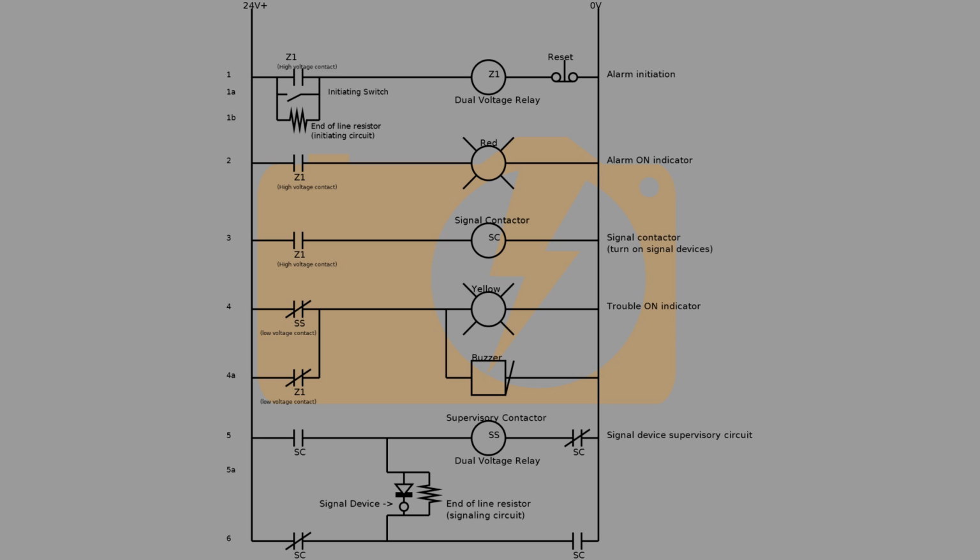Rungs 4 and 4A have normally closed low voltage contacts from dual voltage relays, which are used to activate the yellow light and buzzer in the trouble indication circuit. Rung 5 has another dual voltage relay, the supervisory contactor labeled SS, and a pair of contacts, one normally open and one normally closed, from the signal contactor. Rung 6 has another pair of contacts, normally closed and normally open, from the signal contactor, which are used in conjunction with the contacts on rung 5 to activate the signaling device, which you can see in series with a diode and in parallel with another end-of-line circuit monitoring resistor.